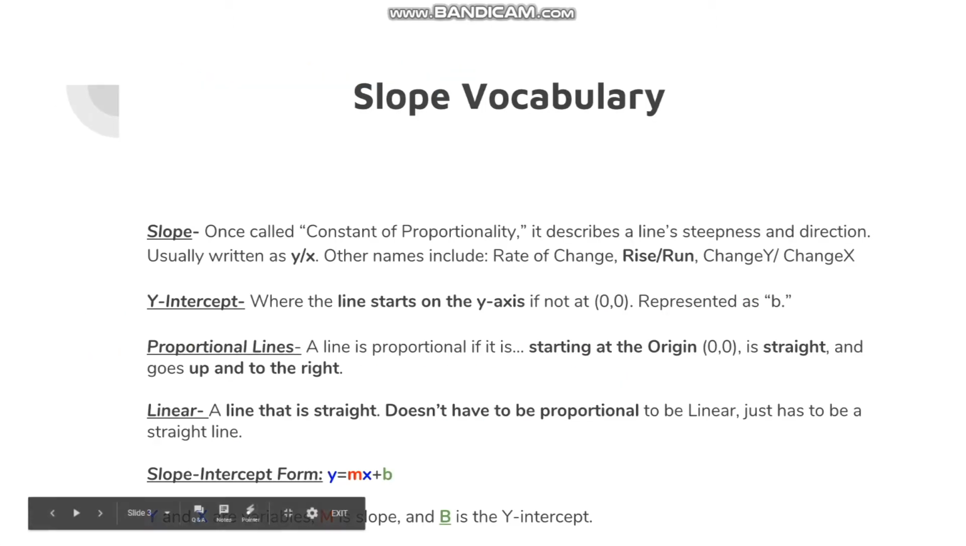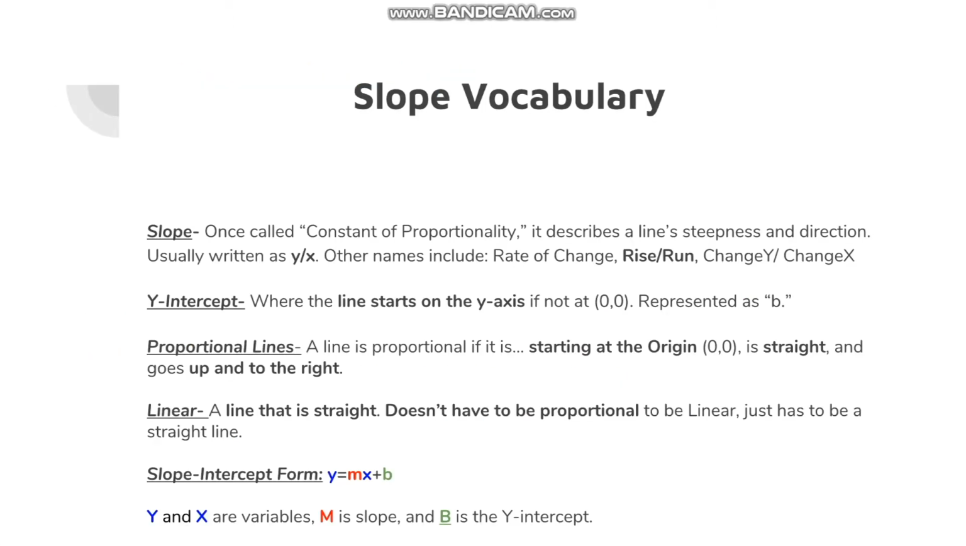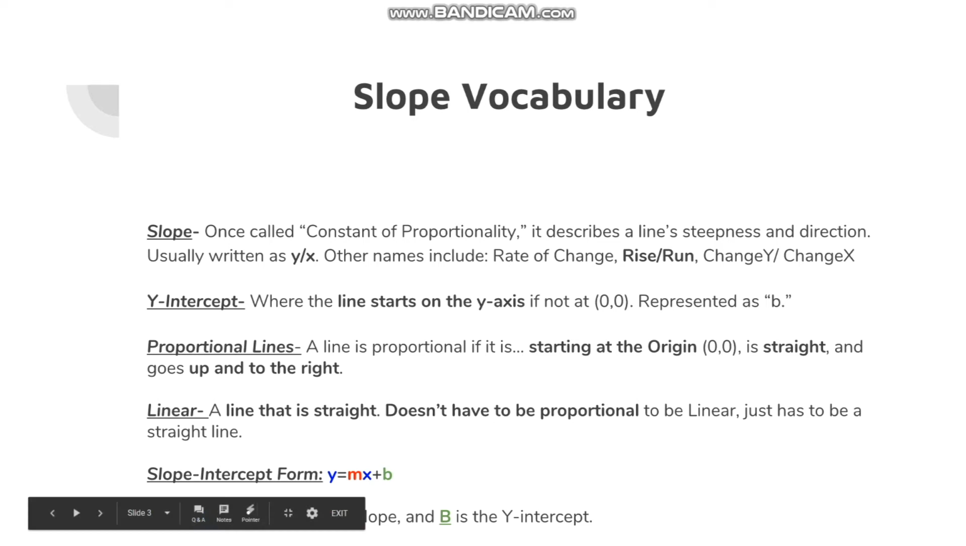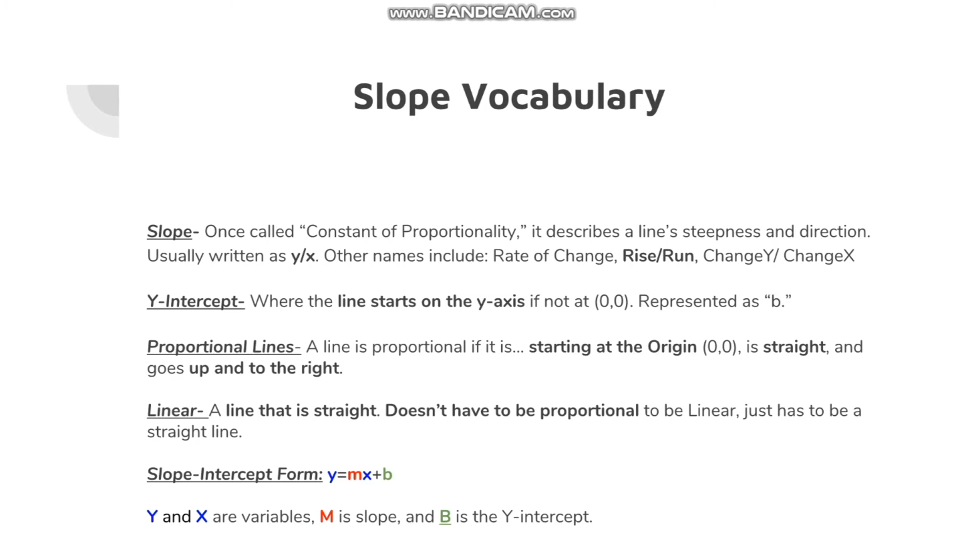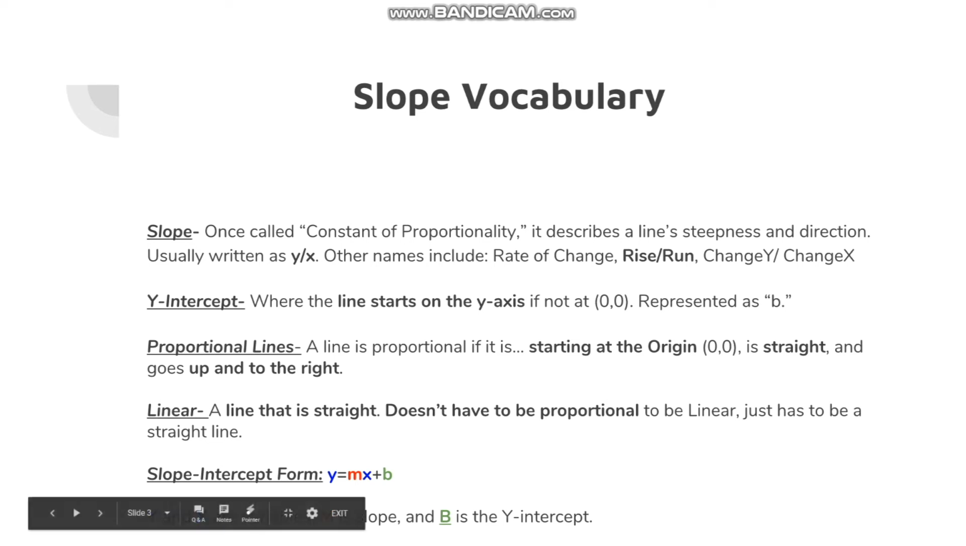So, we're going to review vocabulary. Slope was once called our constant of proportionality. It basically describes a line's steepness and direction. It's usually written as the ratio of y over x, and its other names include rate of change, rise over run, the change in y over the change in x.